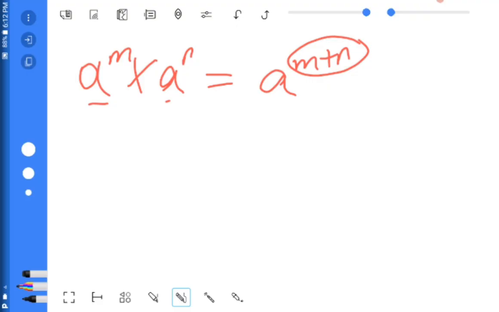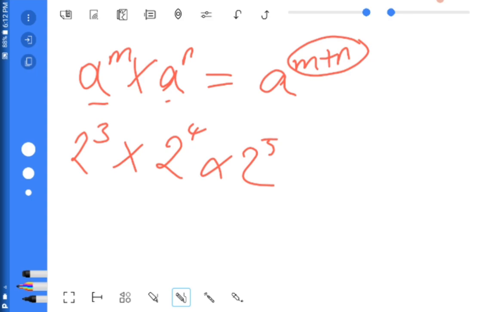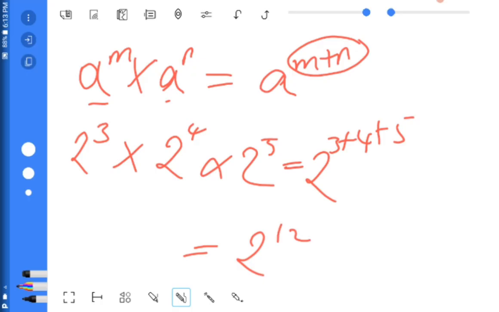We're going to pick up an example from there. So what does it mean? It means if you have 2 to the power 3 times 2 to the power 4 times again 2 to the power 5, your answer will simply be 2 to the power, you add up all the powers, 3 plus 4 plus 5, which will give you 2 raised to the power what? 12. Exactly. So that's just it. That's the multiplication law of indices.